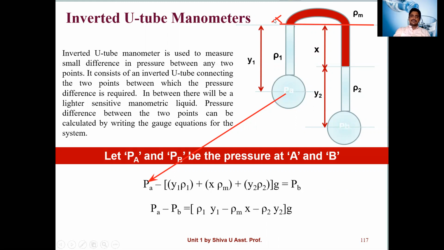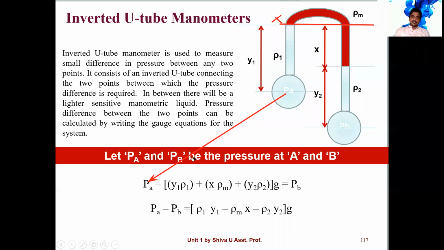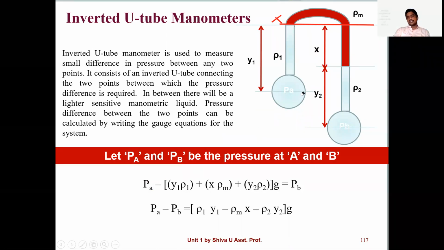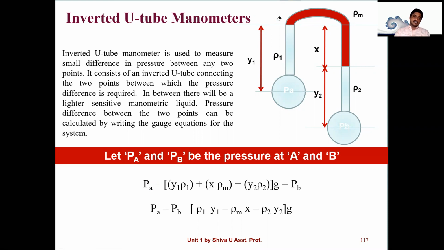So what is the difference between the regular manometers and the inverted U-tube manometers? We have to notice one point here: when the points are inverted from the equilibrium position, when we are moving downwards, it has to be taken as negative. If you follow that notation, the application of the equation is similar to the previous one.